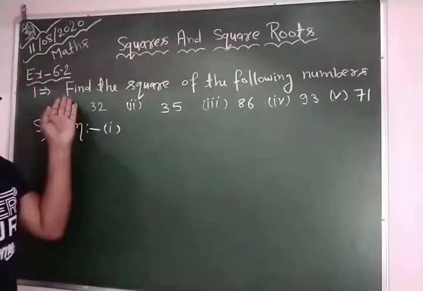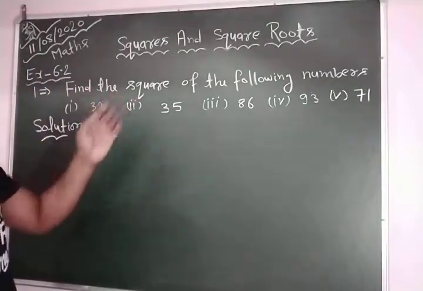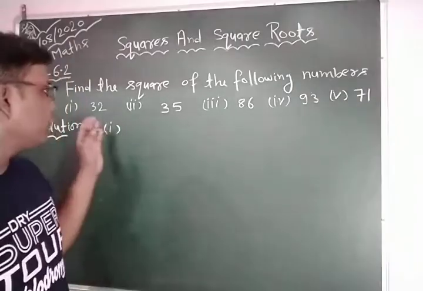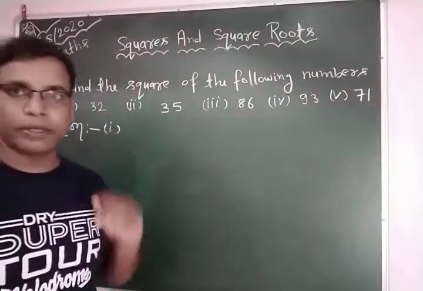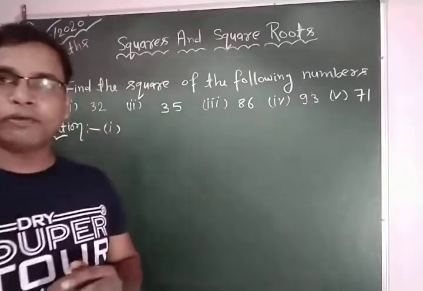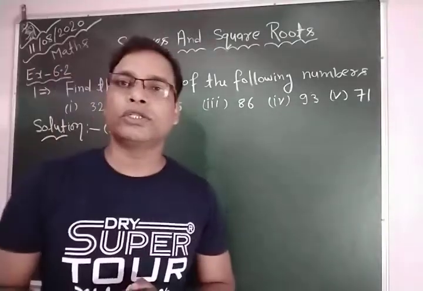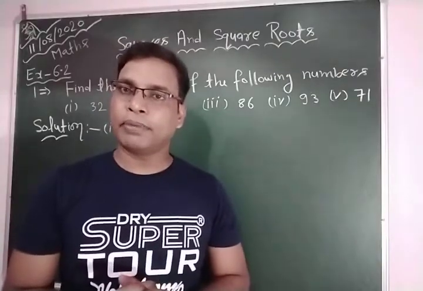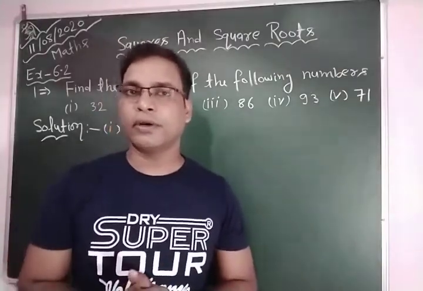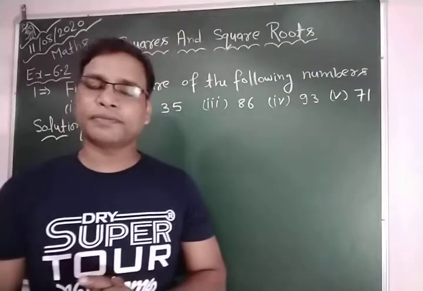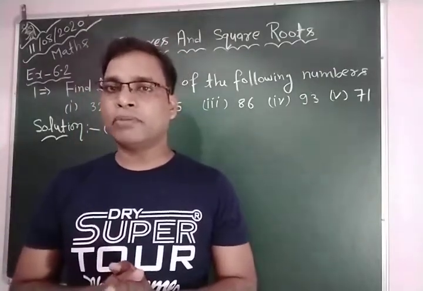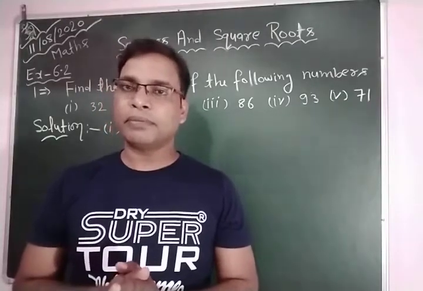Question number 1 is: find the squares of the following numbers. We need to find the square of the given numbers. So one question arises here: what is a square? The square of a number is the product of the number by itself.